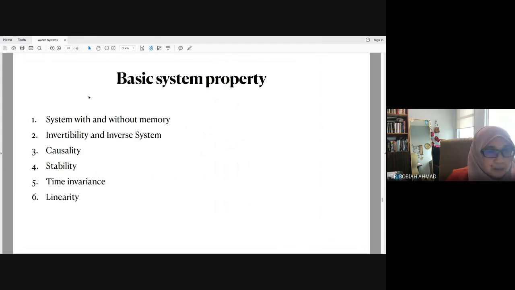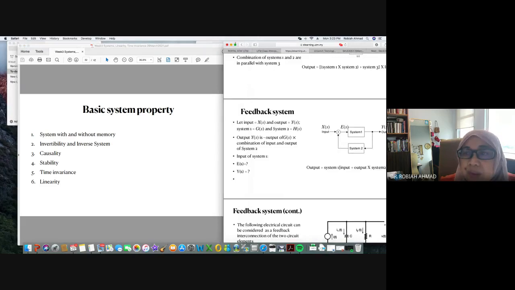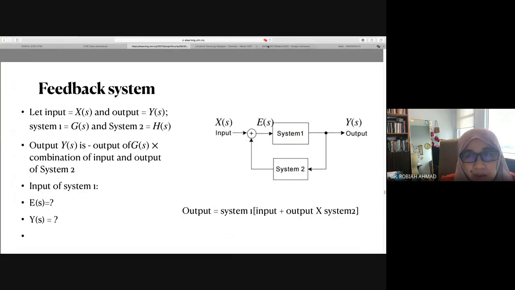The next one will be on the basic properties, because for these basic properties we want to look at their definitions, especially inverse, invertibility, time variance and linearity. Lastly, next week we will look into details on the LTI, linear time invariant system. Okay, we stop here first. I go to our e-learning.